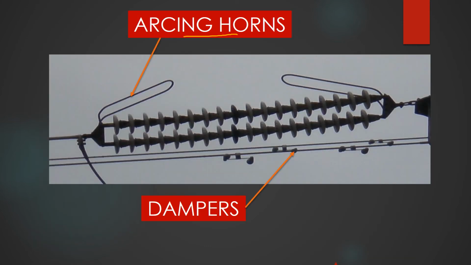Moving on to the arcing horns, or simply arc horns. Arcing horns are projected conductors which are used to protect the insulators in an overhead transmission line. Here, as you can see in the figure, these are connected to the insulator strings. Now, why are they used? They are used to protect the insulators from damage during a flashover condition. Thus, they are necessary for protecting the insulators from getting damaged during a flashover situation.